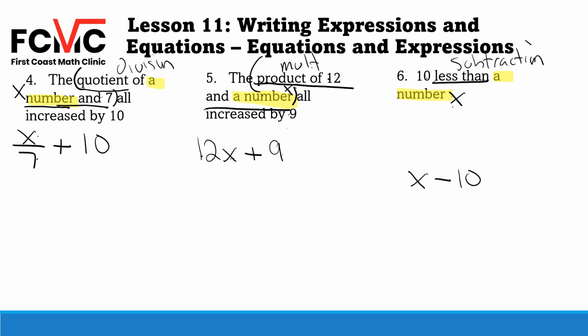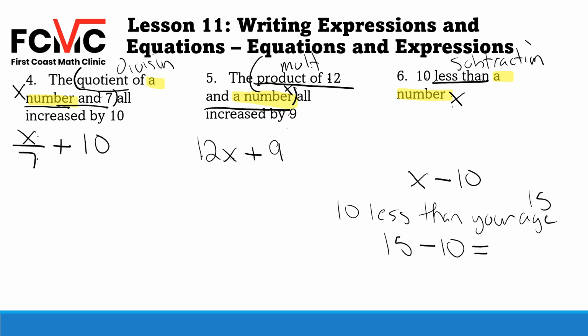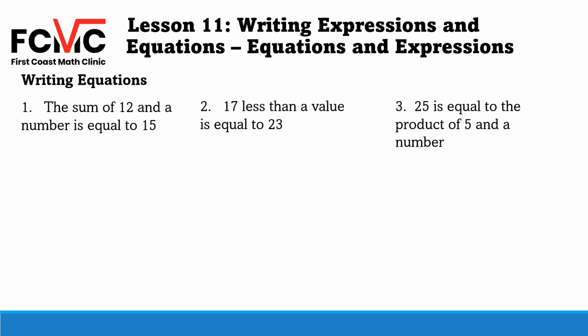Think about if I asked for 10 less than your age, okay? If your age was 15, you would do 15 minus 10 and give me 5. So again, order matters here. We're starting with that x, the second term, and subtracting 10 for that. All right, so let's do some problems involving equations.